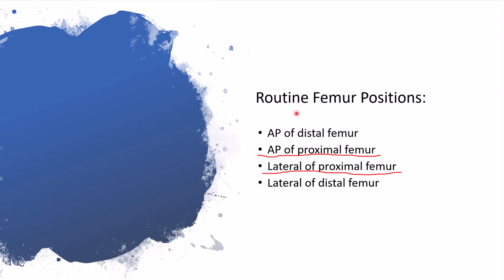But when they order a routine femur, there's no way to fit the femur on one IR. So you do 2 images of the distal femur and 2 images of the proximal femur. Okay, so a routine femur has 4 views, 2 views of the proximal and 2 views of the distal. All right.